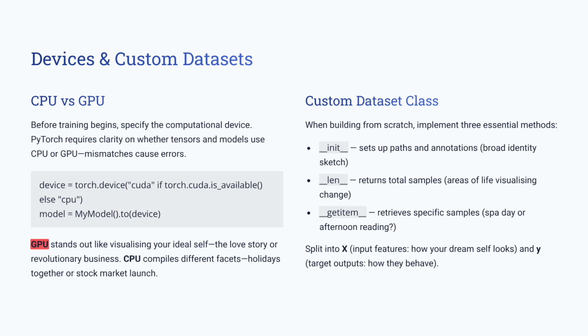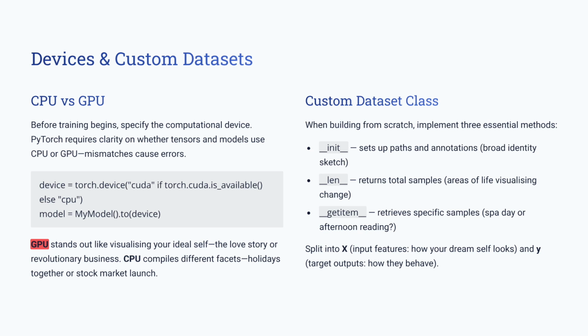Len returns the total number of samples. In how many areas of our life do we visualize changes? It might be just our looks and not our career. Getitem retrieves a specific sample given an index. Does our self-care just mean some me time at the spa or an afternoon in with a good book?